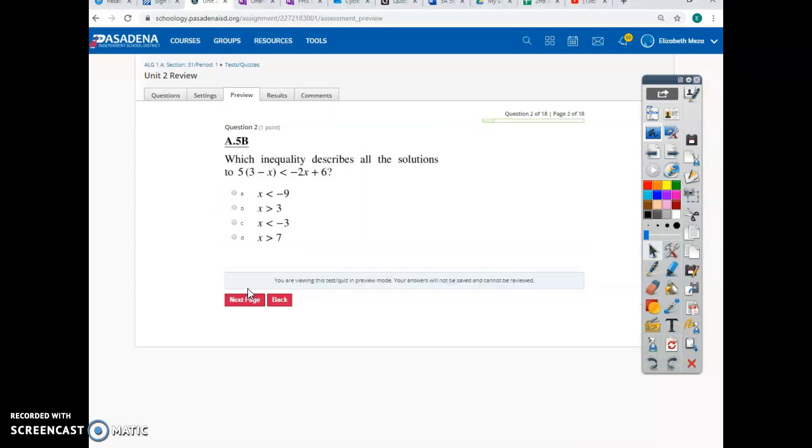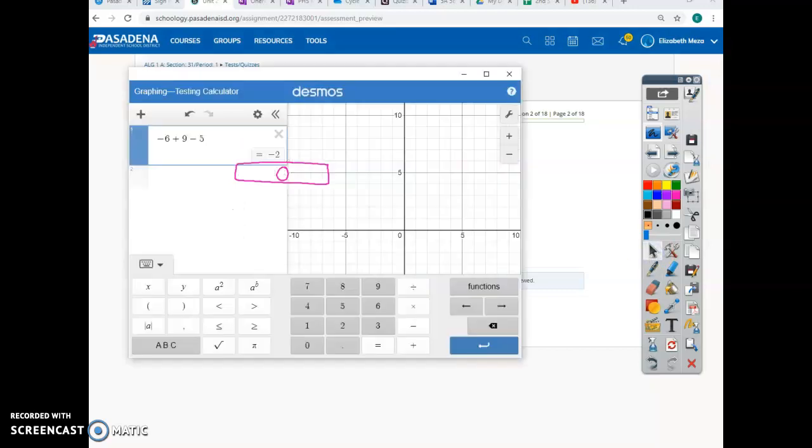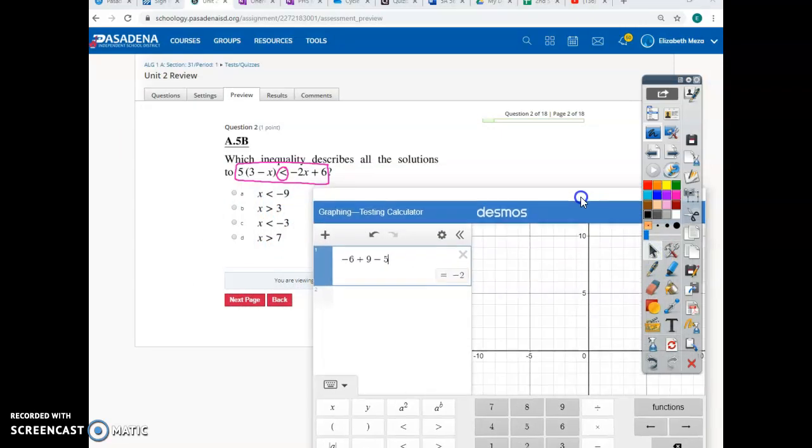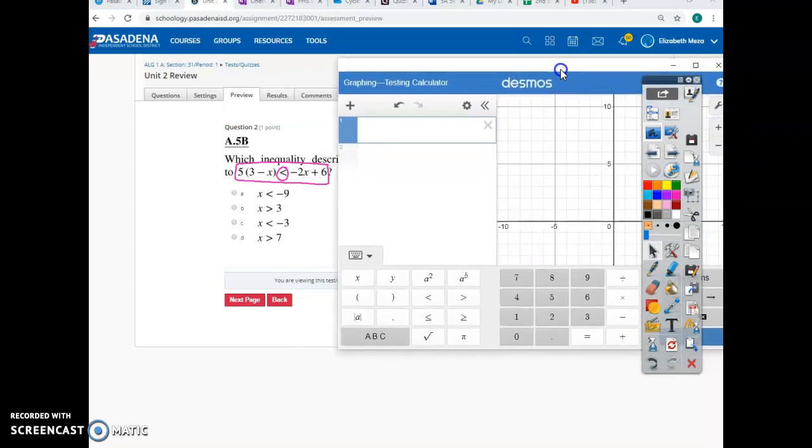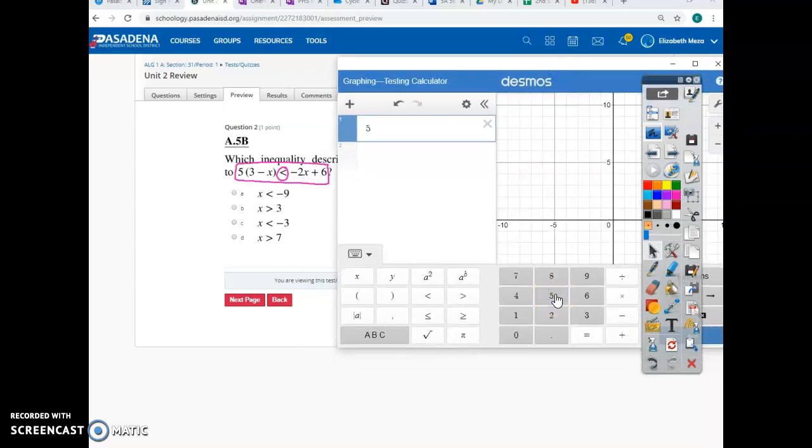Problem 2. You guys know how to do this. When you see this symbol, you put the whole thing together. You don't separate it. The whole thing together in Desmos. So go ahead and start typing it in Desmos. I have 5, let me put it up here. 5 parentheses, 3 minus x, close parentheses, less than -2x plus 6.